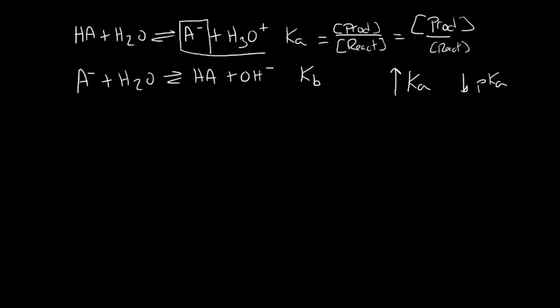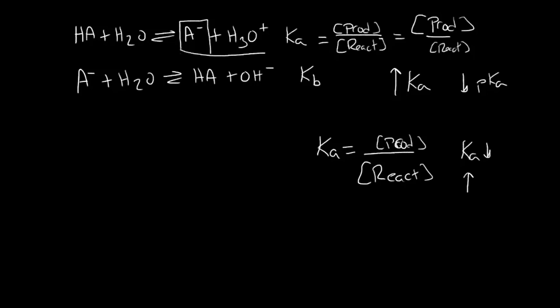The opposite is true if we have a really unstable base. If we have an unstable base, this means that our Ka is going to grossly favor the concentration of our reactants because our products are not stable. So in this case, our Ka is going to be really small because we have unstable products, giving us a large pKa. So this molecule is not as good of an acid.